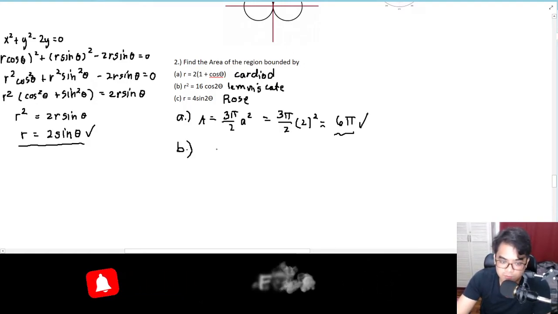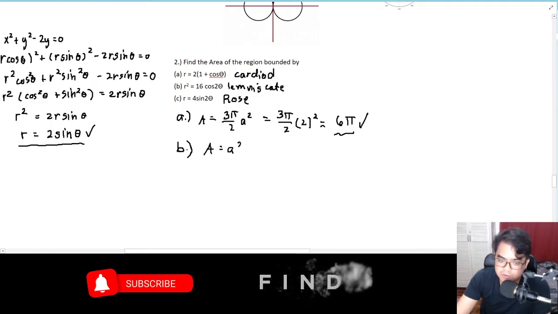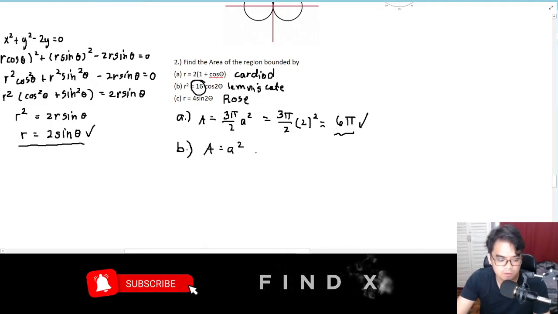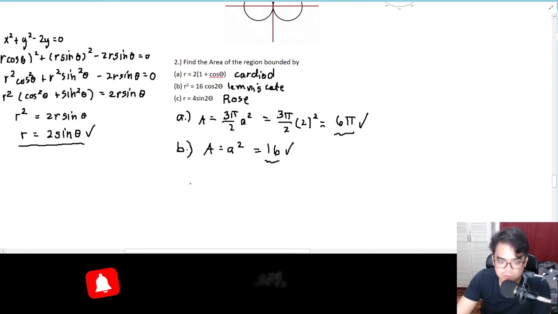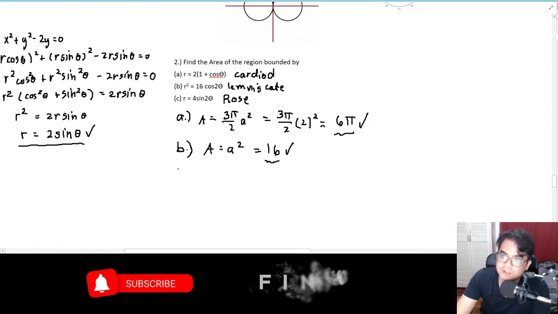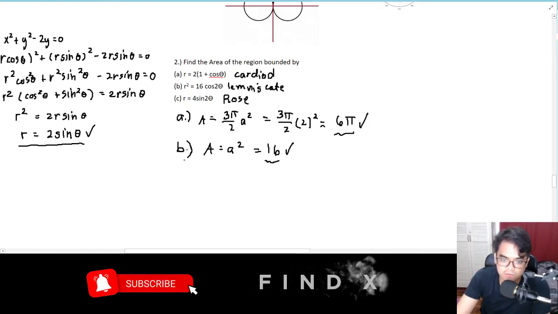So for number 2, that is a lemniscate. The area for the lemniscate is easily A equal to a squared, where a will be this one. Therefore, this is just 16. As long as you know the formulas and you memorize all the formulas for the areas of the polar graphs, this is actually easy.